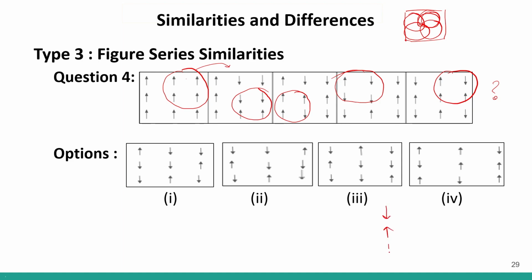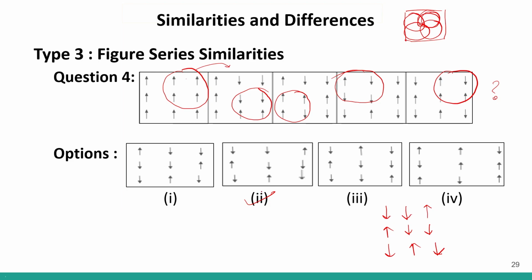This will remain the same. This will not change. Only these arrows will change. So this will come downside, this will come upside. Similarly, this will come downside and this will come downside. So out of the four options, if you look at option number 2, we have something similar. The arrows are facing in this direction. So the answer will be option number 2.